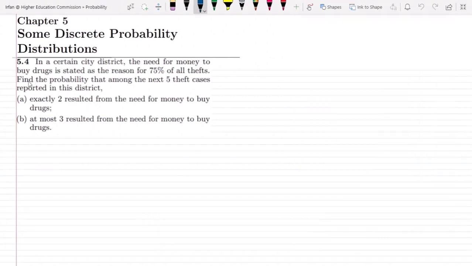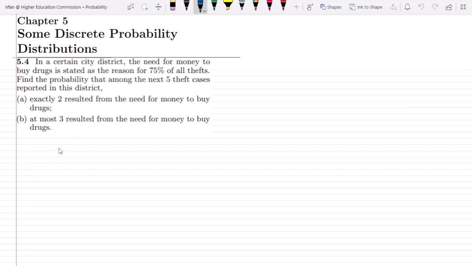So this is question 5.4 of chapter 5, and the statement of this question is: in a certain city district, the need for money to buy drugs is stated as the reason for 75% of all thefts. So if thefts have been carried out, there is a 75% chance that the thieves stole due to their drug addiction. Find the probability that among the next 5 theft cases reported in this city, A, exactly 2 resulted from the need for money to buy drugs, and B, at most 3 resulted from the need for money to buy drugs.